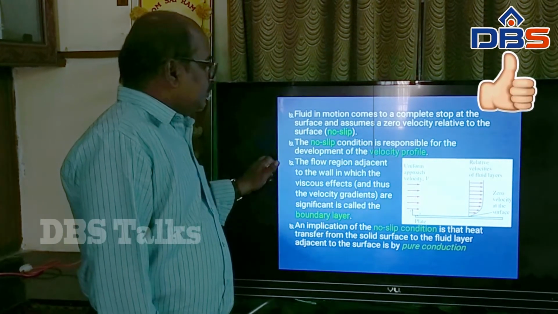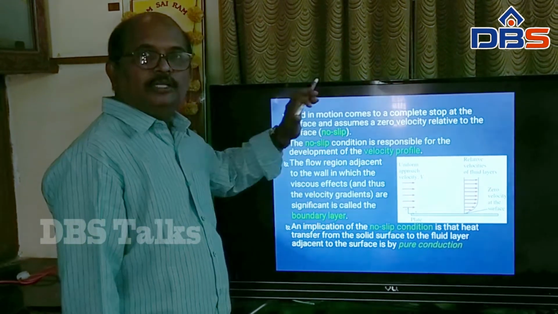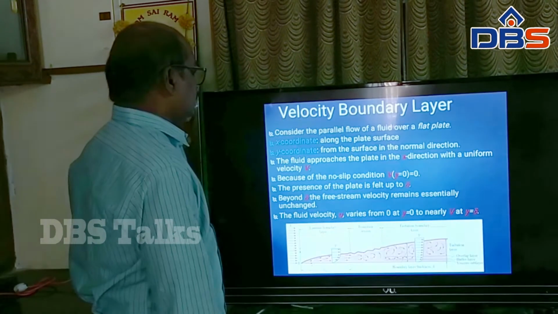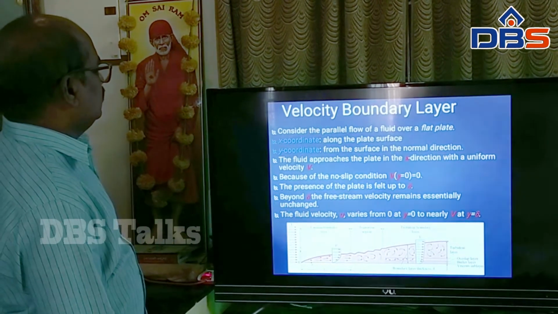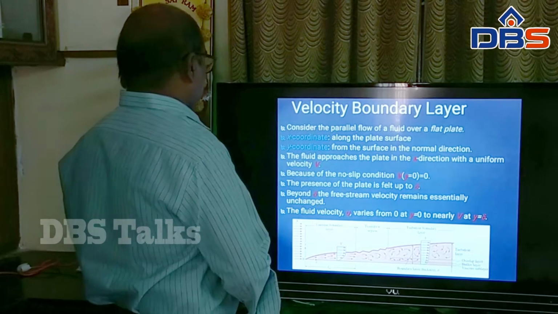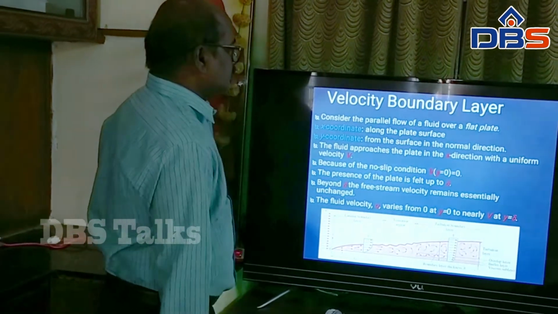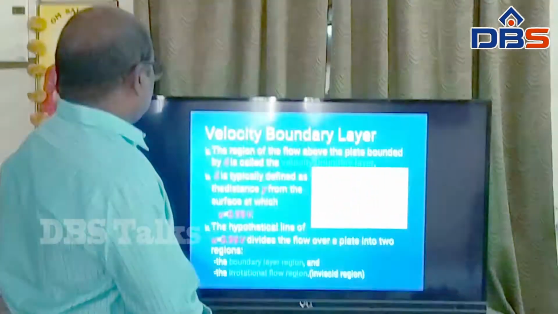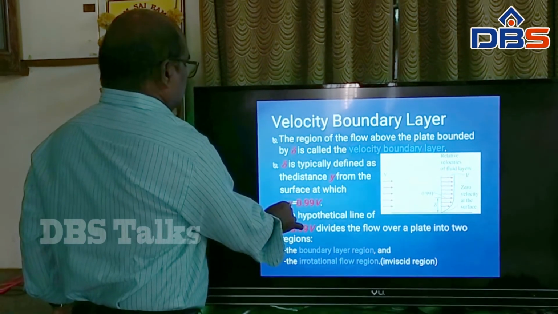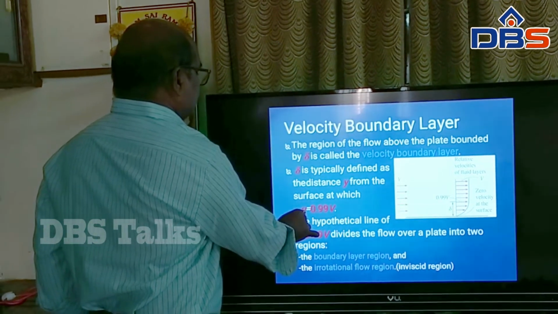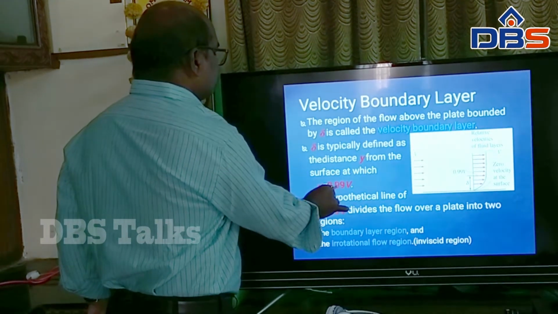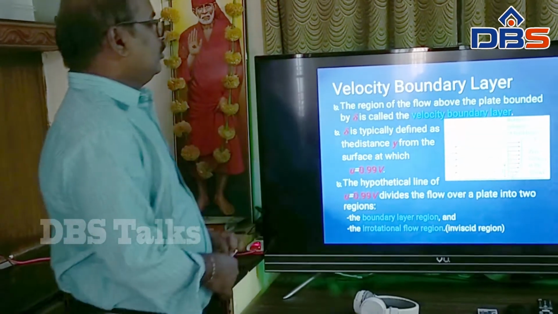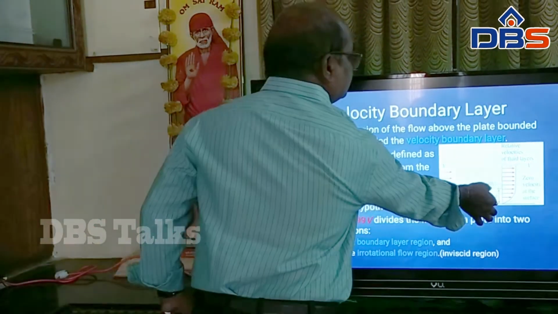And here, during the flow, we assume that there is no slip. So, over the boundary layer, the velocity is u equal to 0.99 u infinity. That means where it reaches 99% velocity, that particular thickness we can take as the boundary layer thickness, delta.